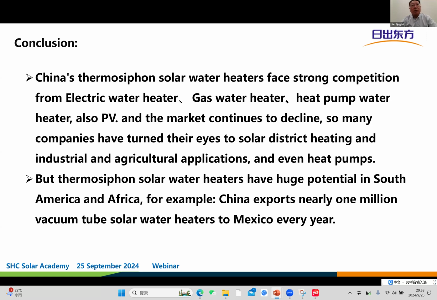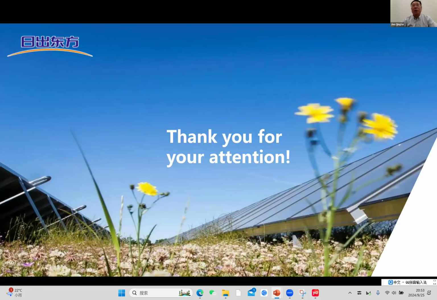But thermosyphon solar water heaters have huge potential in South America and Africa. For example, China exports nearly 1 million vacuum tube solar water heaters to Mexico every year. Okay, thank you for your attention.